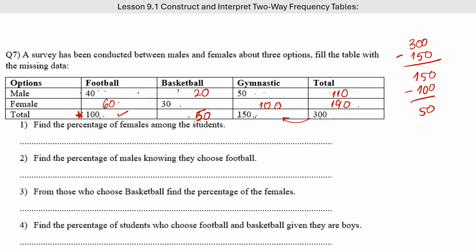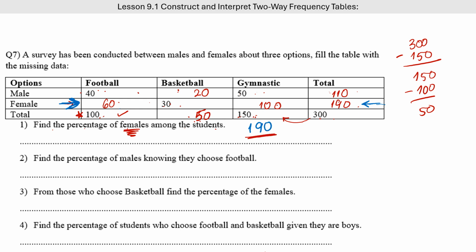Now how can I give the answer? Find the percentage of females among the students. Yani, the total of the females should be written on the top. Okay, so what is the total of the female? Here is the female. Let me take another color. Here is the female. And what is the total of the female? Look at this. Total of the female is here, 190 on the top.